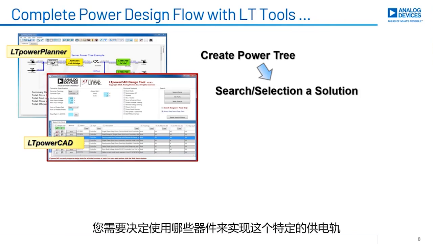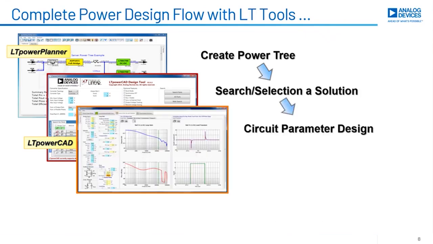So that's sort of step one. You need to decide which part you are going to use for this particular rail. And then it has a circuit parameter design phase that you can go through. This allows you to look at the schematic for the circuit, choose the external components that go along with whatever device you've chosen, and it's doing all the math behind the scenes.